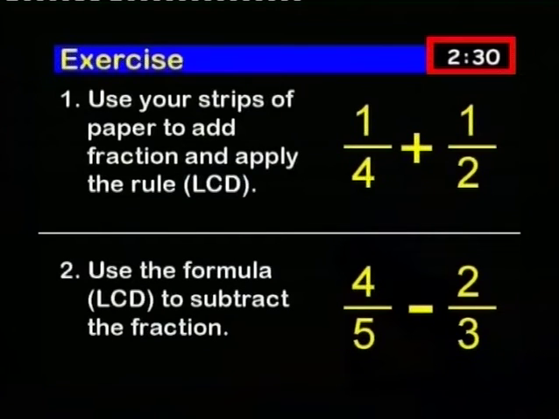Okay, let's say here 1/4 plus 1/2, all right? You have your 2 strips here. Okay, find the lowest common denominator of 4 and 2, which is, what's the lowest common denominator? It's 2. Is it 2? Yeah, okay, let's say it's 2.